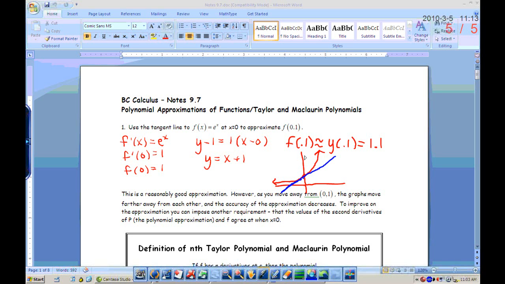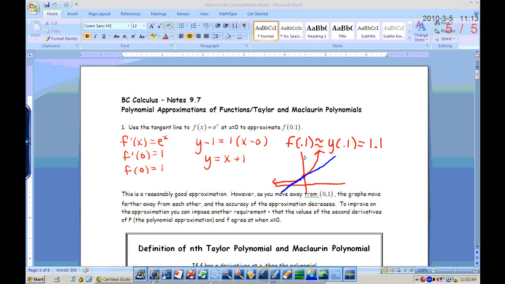Now, would I want to use this tangent line to approximate f of 1.1? No. I would probably want to write the equation of a tangent line that's tangent to e to the x at x equals 1. So to use your tangent line for an approximation, the x value needs to be very close to that point of tangency. All right, so this is a reasonably good approximation.